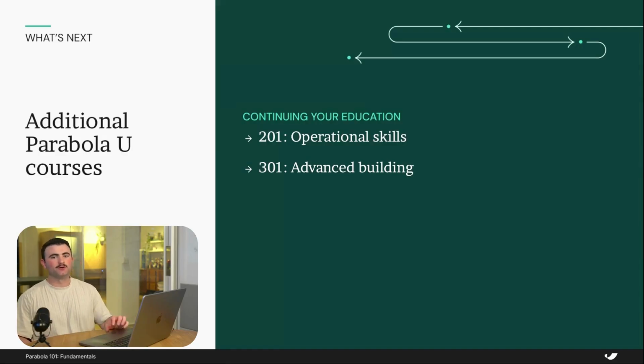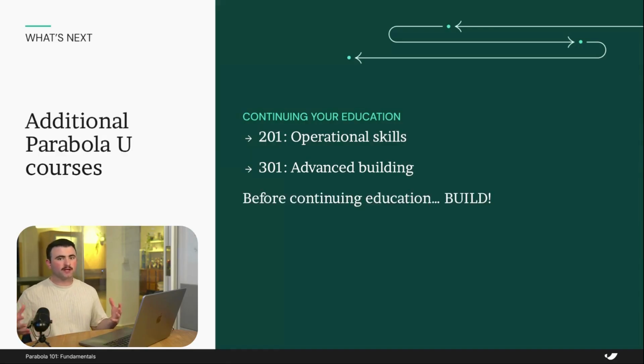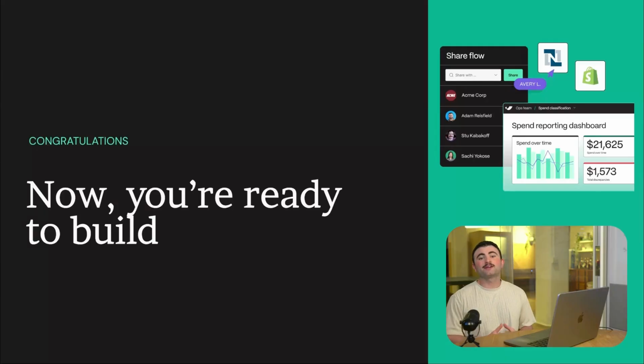My advice to you is to start by first building before you take any additional courses, and look to the 201 courses if you get stuck on specific pieces of functionality. Once you're finding success and you're interested in becoming a true power builder, that's when you look to the 301 course. With that, congratulations on completing Parabola 101.